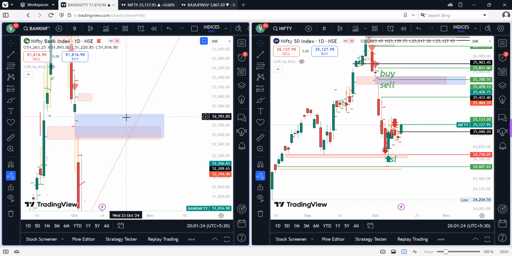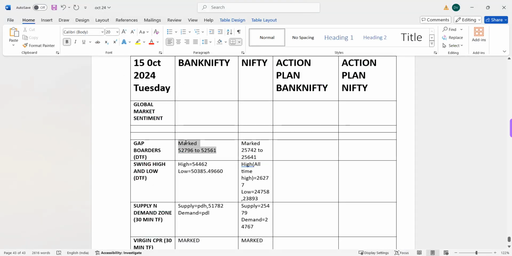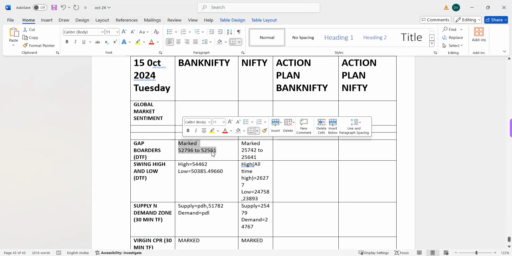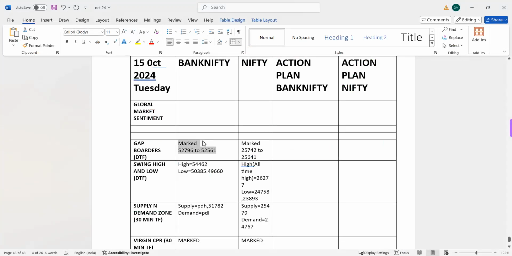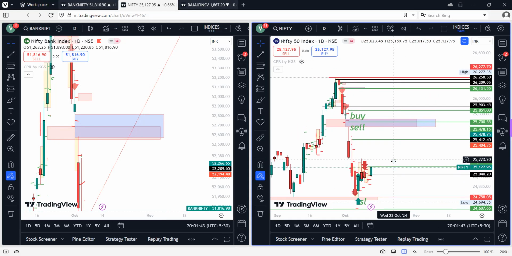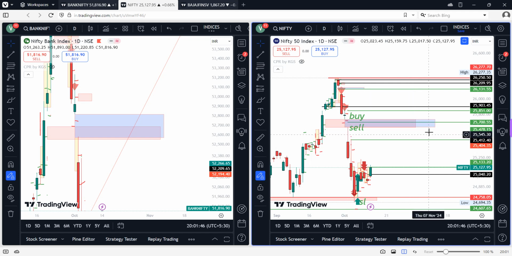So I am marking this gap border. You can see here, this is the gap border. Already I have written here, because for the last few days this is the only gap border we have, so I have already marked these levels. Now let's go to the Nifty also. Here also there is a gap border. I'll do it in a systematic way: first gap borders, next swing highs and swing lows, something like that.